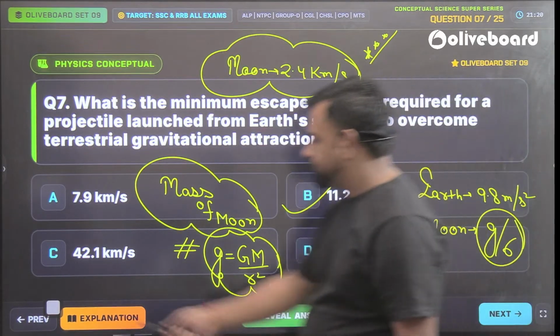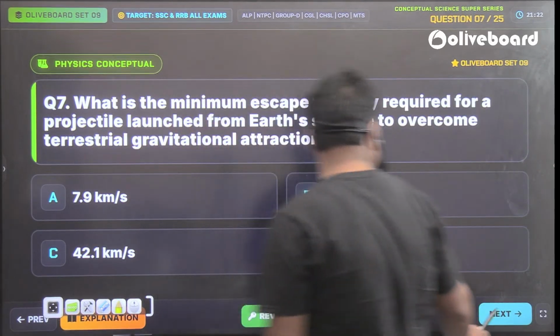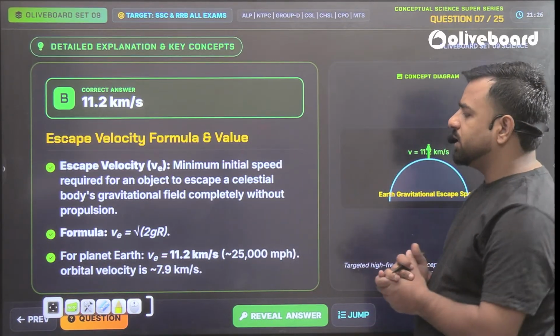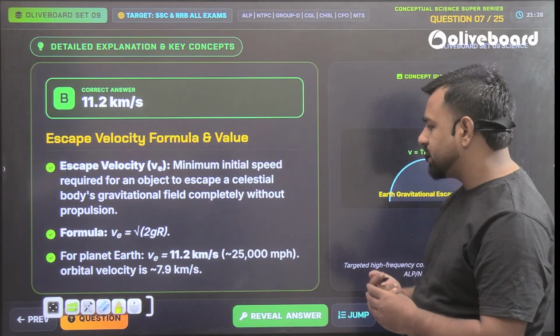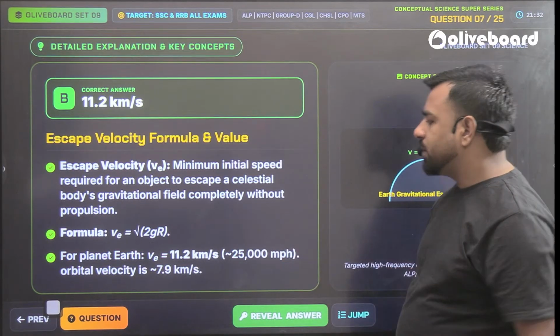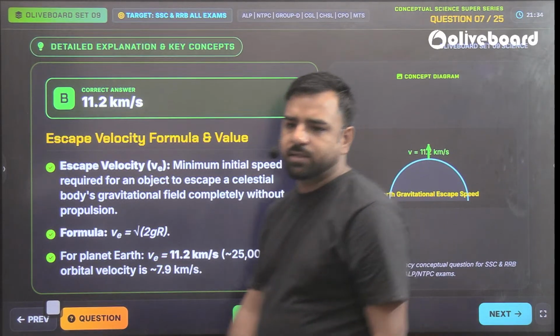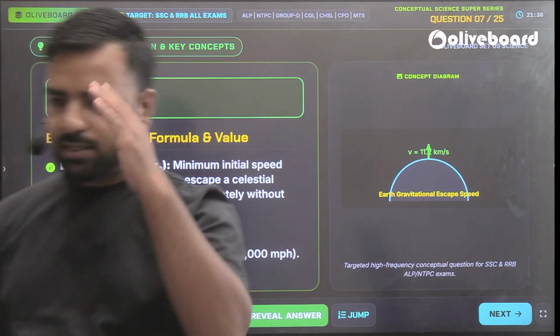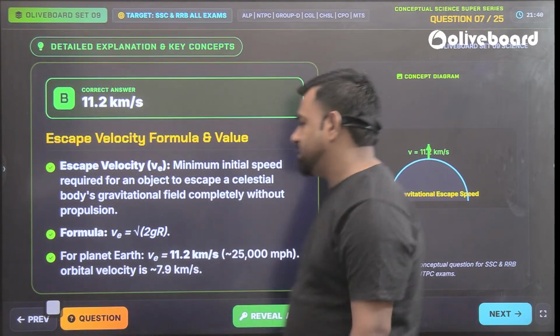So next. Here these are the details. So what is the formula? Escape velocity is equal to root 2gR. Escape velocity for the Earth is 11.2 km per second, and the orbital velocity is 7.9 km per second. And this value was given by Utkarsh. So Utkarsh, that's great. Utkarsh, Harry, and Ashish, you all are correct.